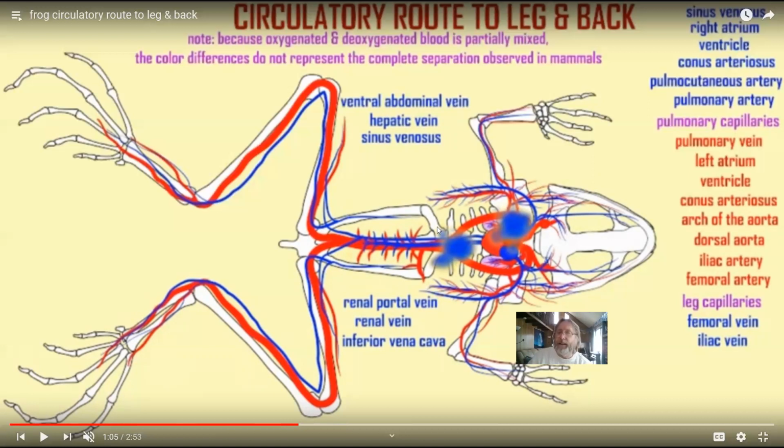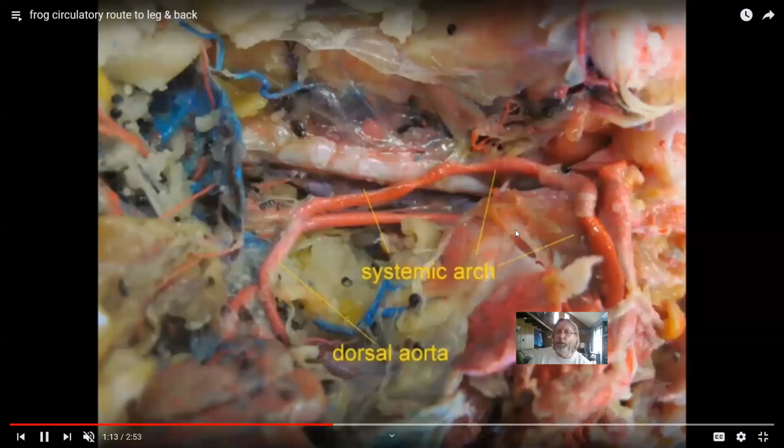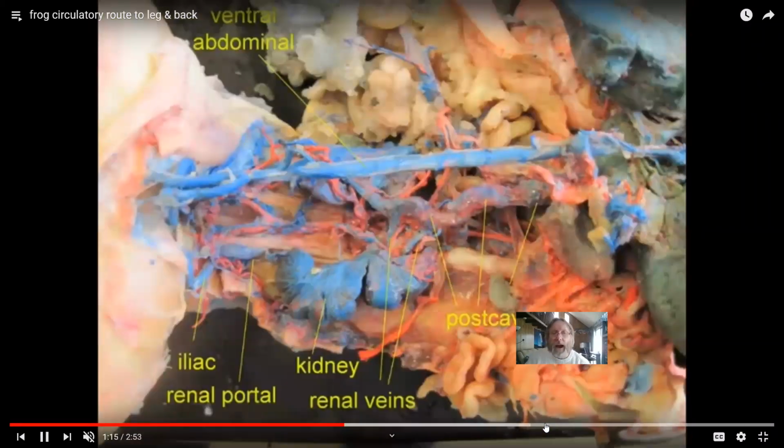Fish don't have this. Fish can have cardinal veins, which return blood from the caudal part of the body. But it's only the tetrapods which have a post cava or an inferior vena cava. So this is a new blood vessel formed in the tetrapods, which then empties into the sinus venosus. And so here, once again, we see those two systemic arches forming the dorsal aorta. And then the dorsal aorta will then form iliac arteries, which go to the leg.